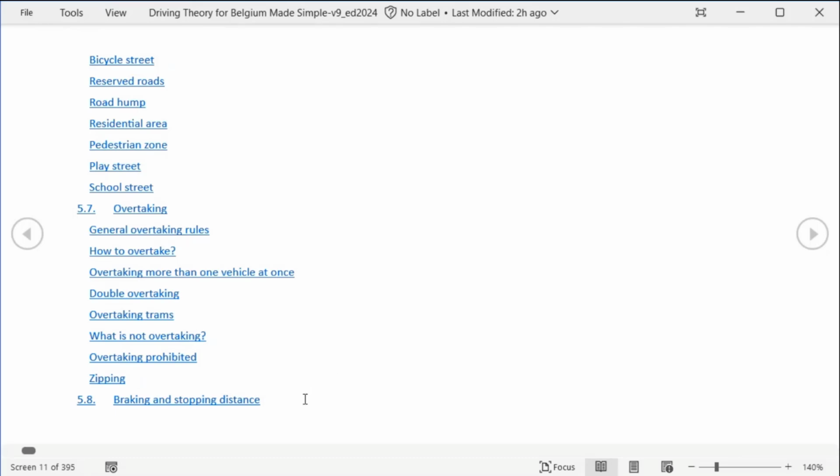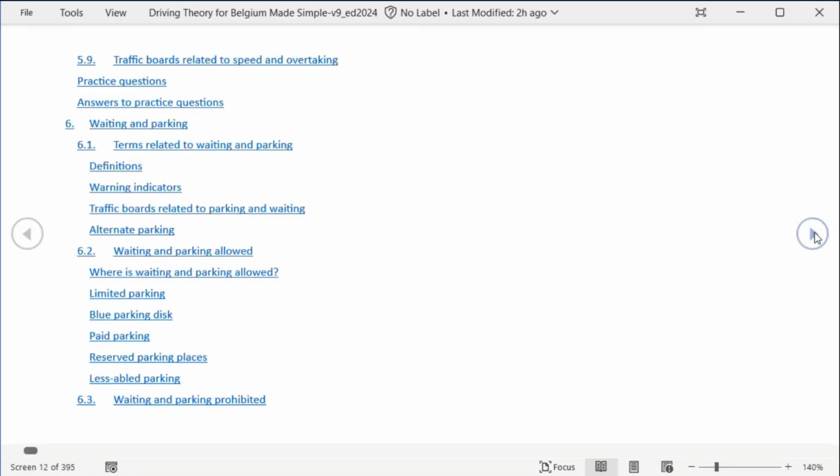And then we move on to braking and stopping distance. These are small calculations that you need to do to understand braking and stopping distance. If I apply the brake, how many meters after will my car stop? On a wet road, does it change? When a person is intoxicated, do these things change? Those topics we will cover here. Then we will talk about the traffic boards related to speed and overtaking. And then we move on to lesson 6, waiting and parking.